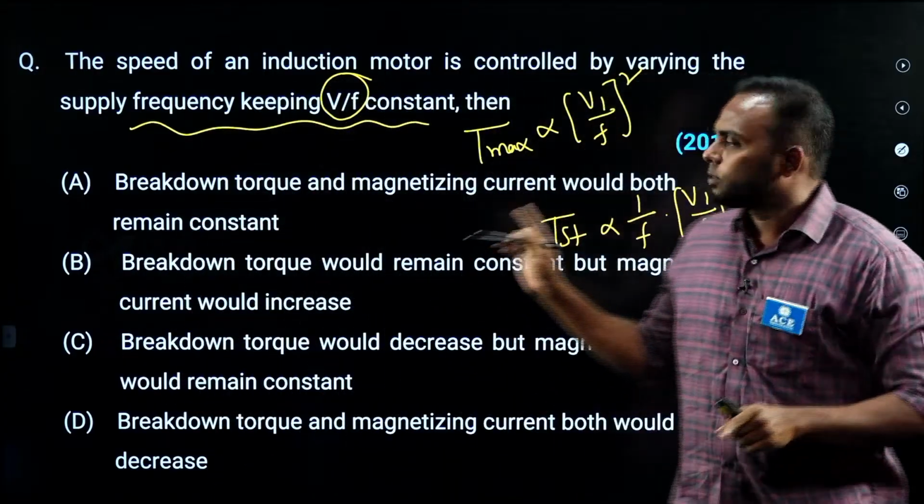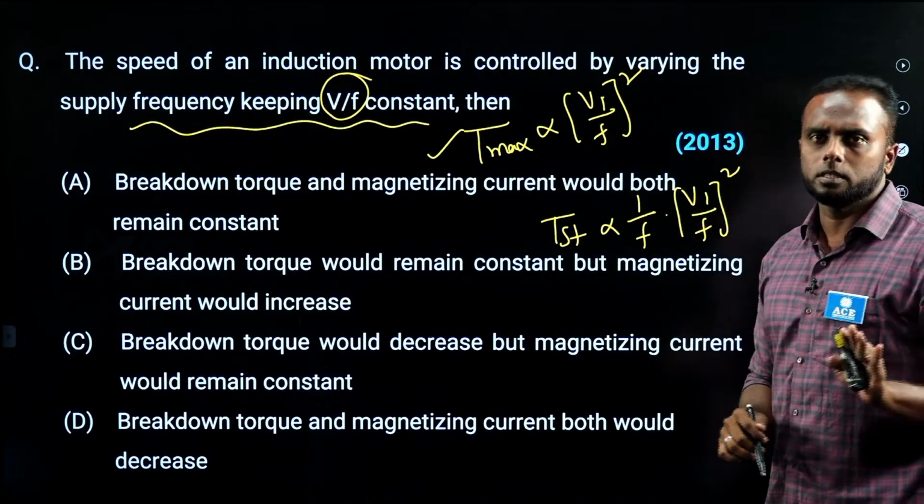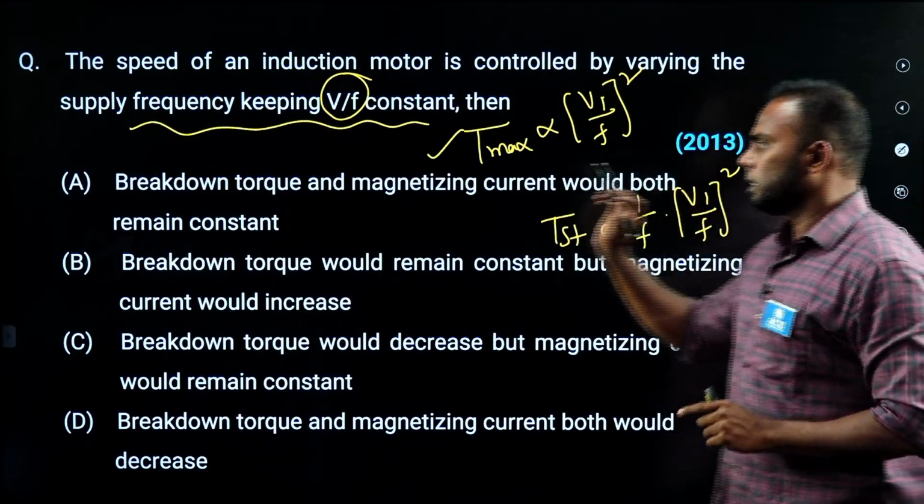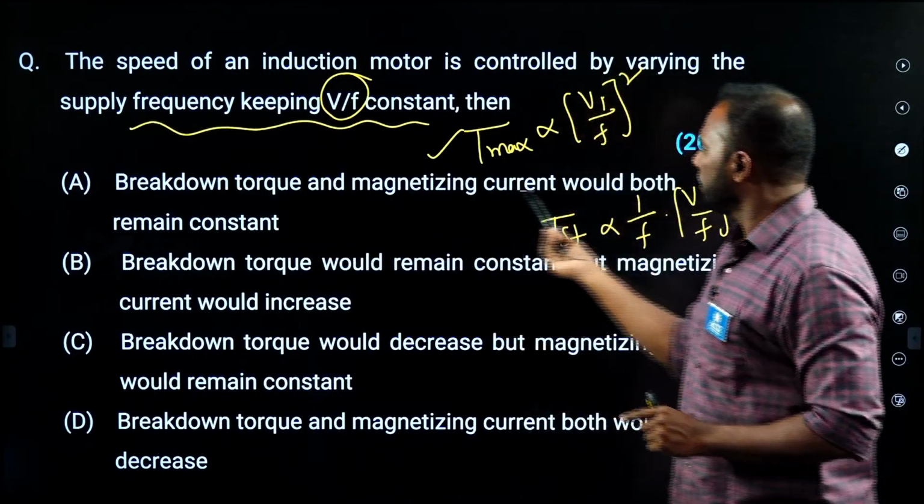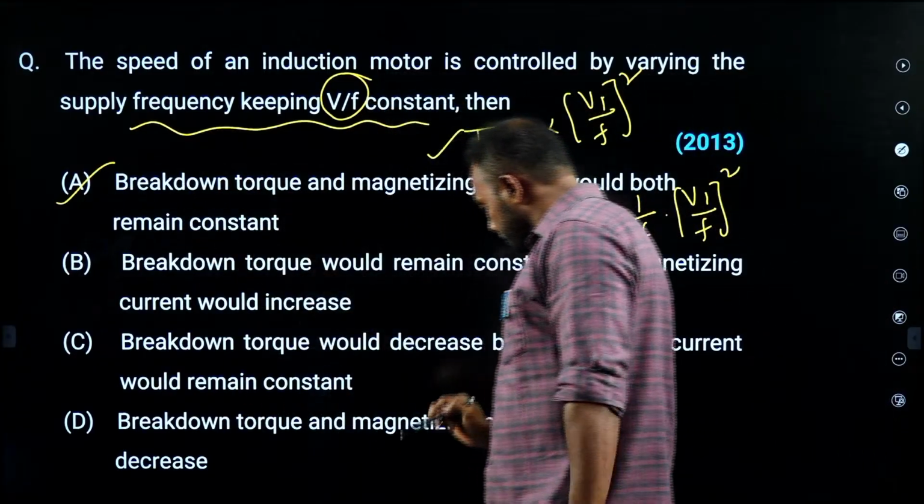Now whenever V by F is constant, what is maximum torque also? Constant. Means breakdown torque constant and magnetizing current also constant. That is, breakdown torque and magnetizing current would both remain constant. Option A.